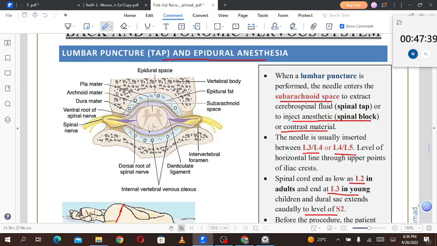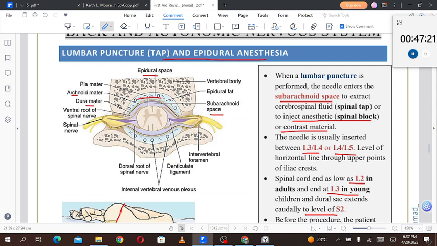We will go in a clockwise fashion. In the epidural space, then we have the vertebral body. This is the vertebral body. Then epidural fat is present inside the epidural space. Then we have the subarachnoid space, that is below the arachnoid mater. Here is the arachnoid mater, and below that we have the subarachnoid space.